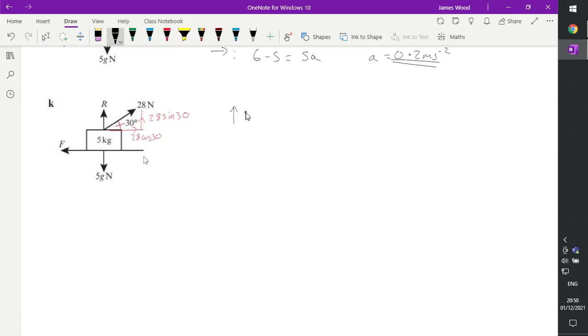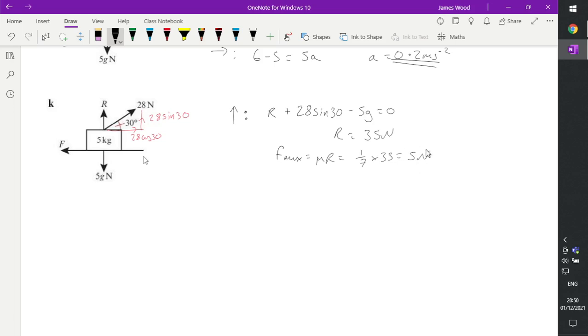Resolving up and down, we've got R plus 28 sine 30, because they're both going upwards, minus 5g equals 0. And we can solve that. 5 times 9.8 minus 28 sine 30, so that's minus 14. So R is 35 newtons. So the maximum friction is mu R, and mu is 1/7. So that's 1/7 times 35, which is obviously 5 newtons.